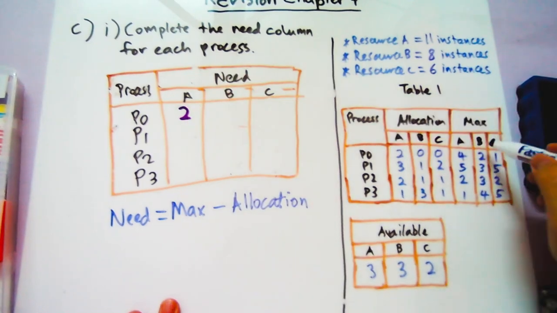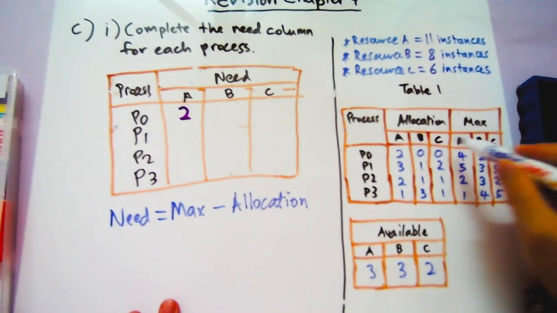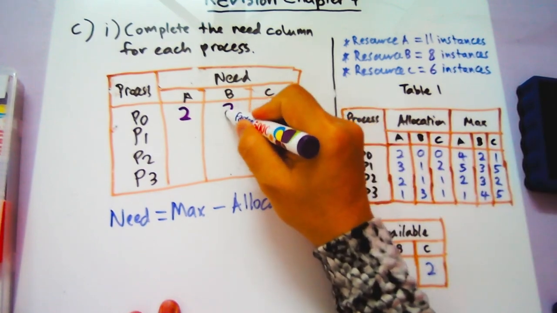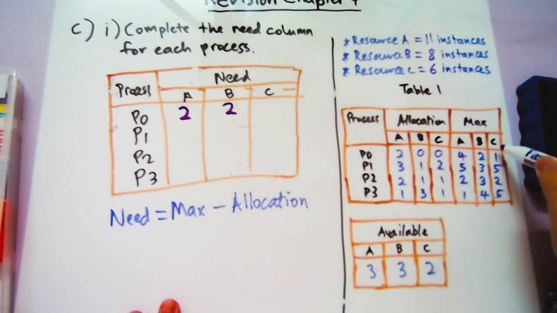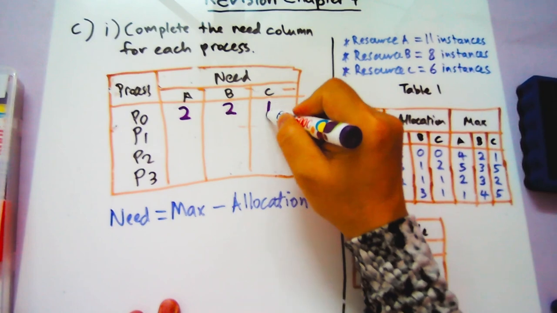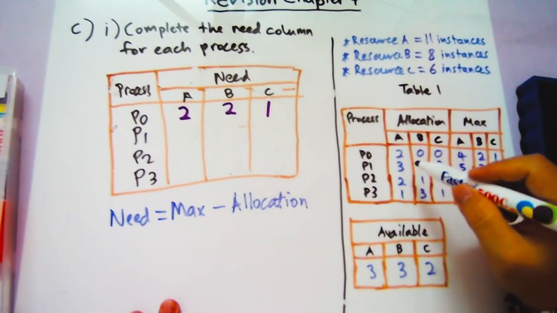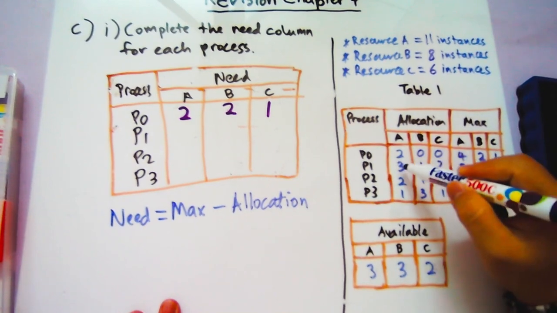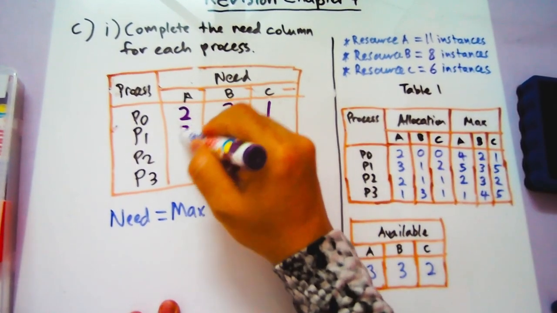For resource B, the maximum is 2 and the allocation is 0. So 2 minus 0 equals 2. For resource C, the maximum is 1 and the allocation is 0. So 1 minus 0 equals 1. Process P1, the allocation for resource A is 3. The max resource is 5, so 5 minus 3 equals 2.